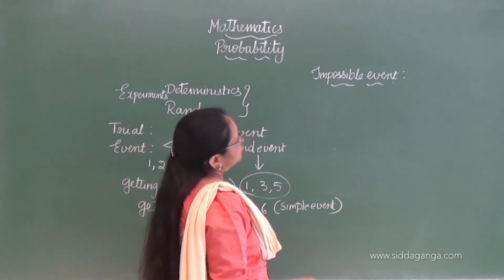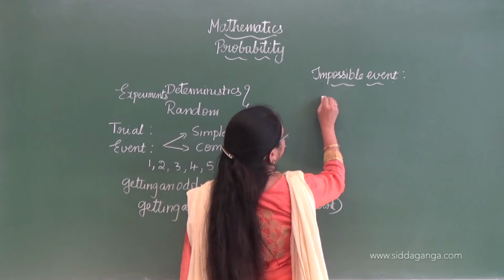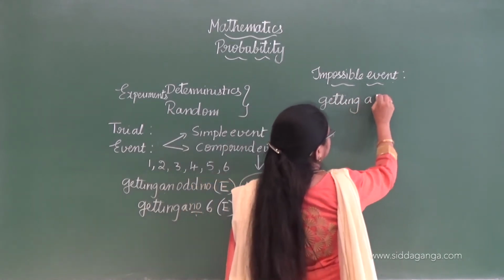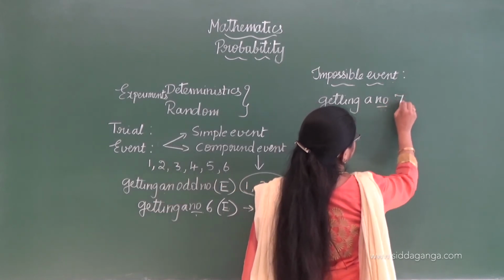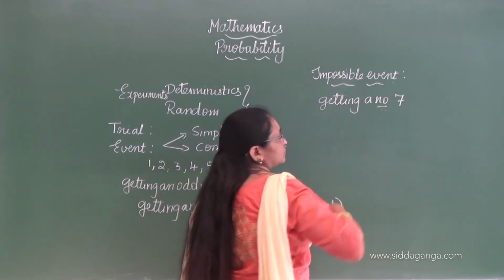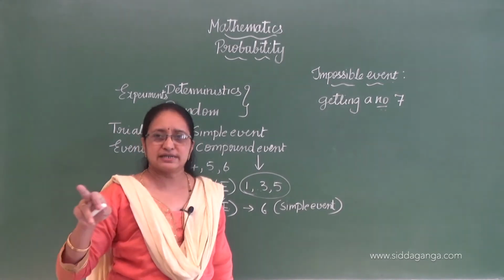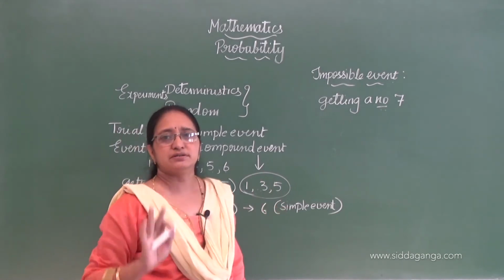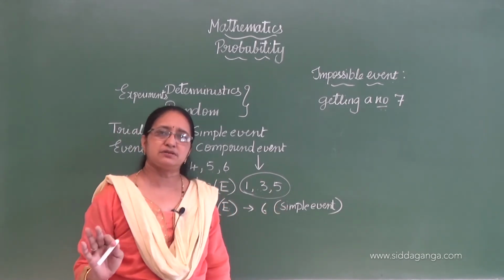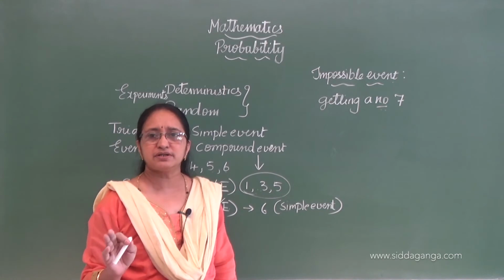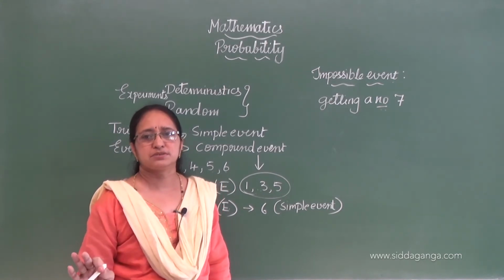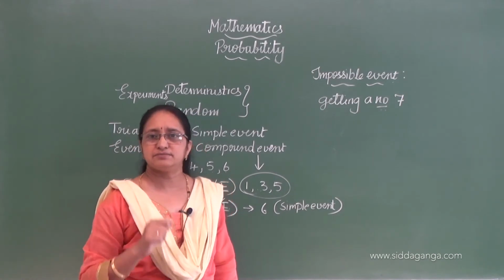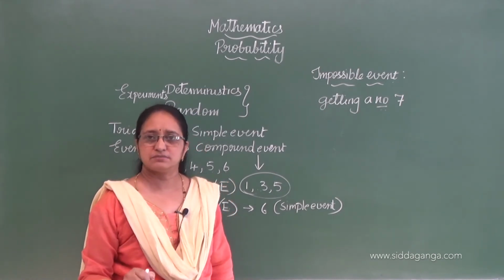See, if getting a number 7, okay, when we roll a die, getting a number 7, is it possible? That event, is it a possible event? No, impossible. So getting a number 7 when we roll a die is impossible.